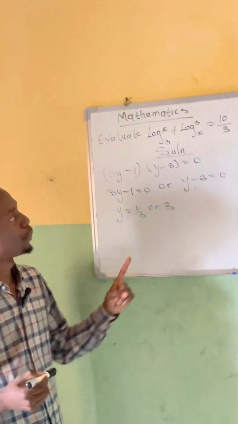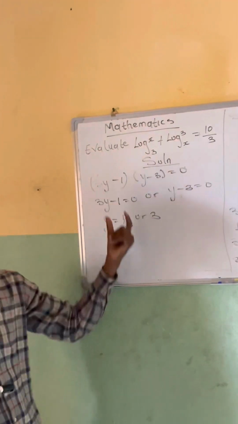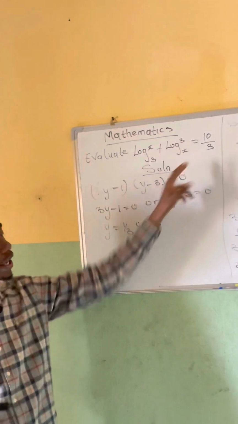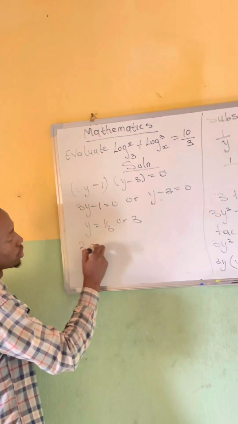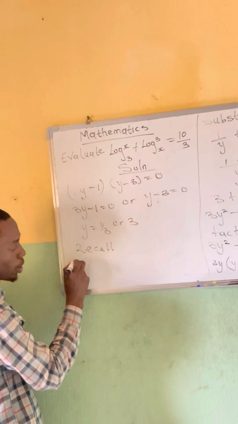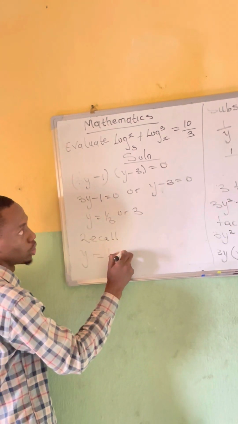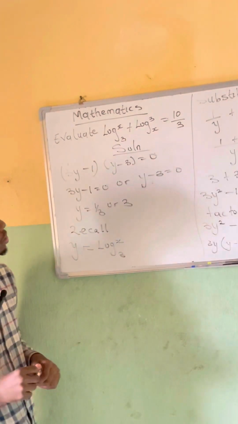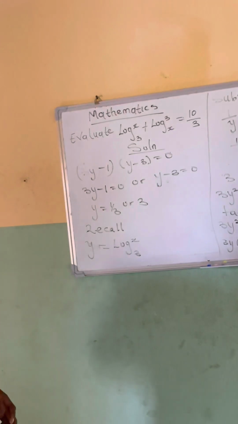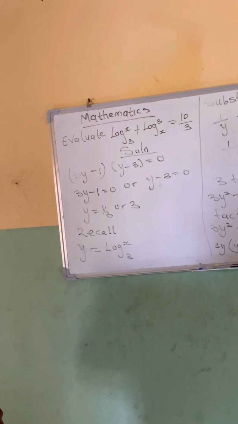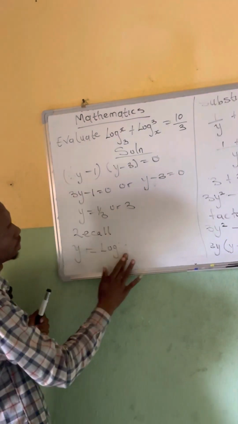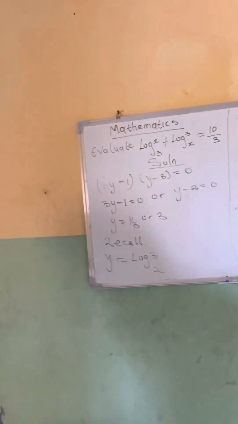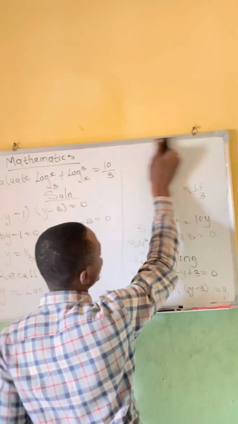Now the question, we are asked to evaluate for x, not y. So we don't just stop here. We are going to now solve and get the final answer for x. So we recall what my y is equals to. Log 3 base x, that's what I used earlier on. So let's now solve and finish.